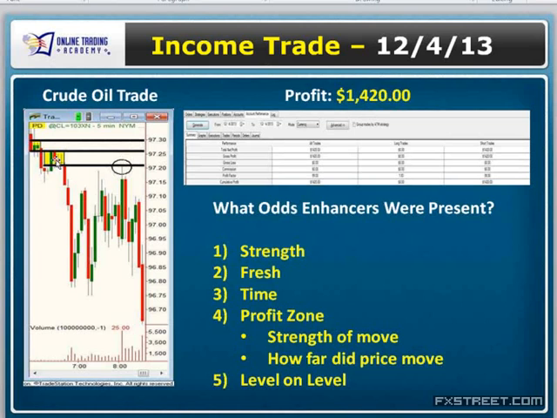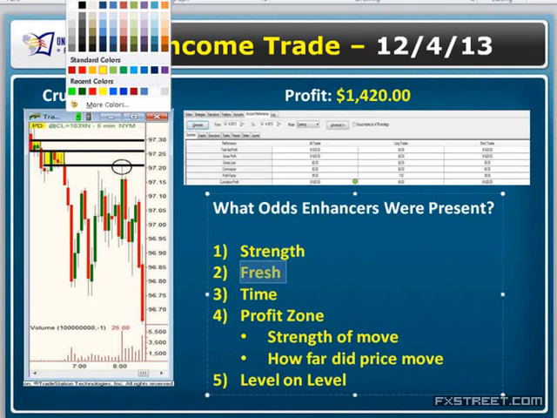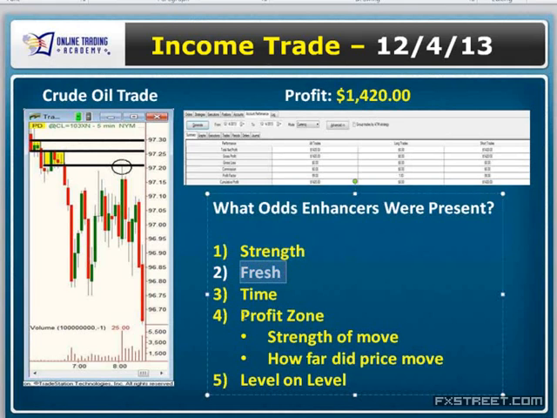And then again, we had the level on top of level concept here. And I would say out of all five of these, the two that you absolutely have to have, if you don't have these two, you absolutely don't have a trade, are number two and number four.